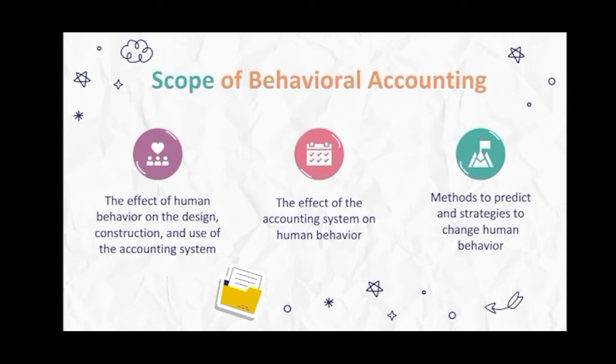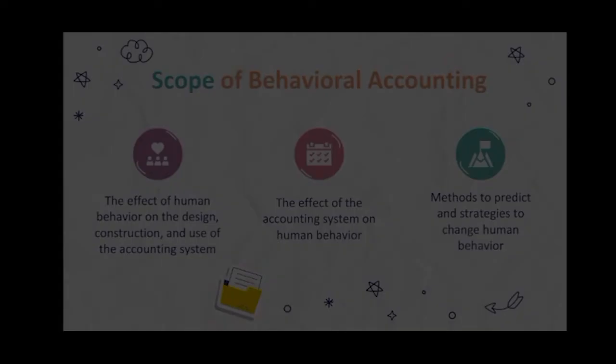The last one is methods to predict and strategies to change human behavior. This third area of behavioral accounting is concerned with how the accounting system can be used to influence behavior. For example, the accounting control structure can be tightened or loosened, compensation plans can be altered, or performance evaluation reports can be modified.